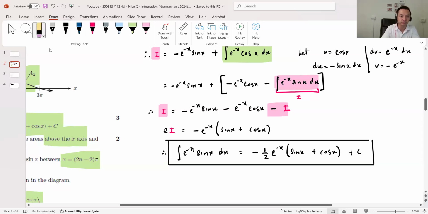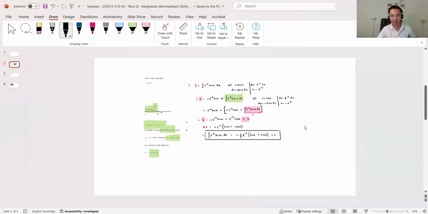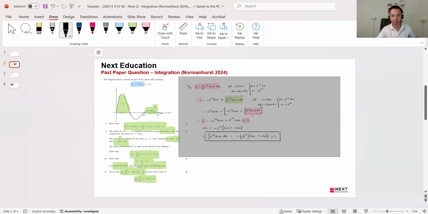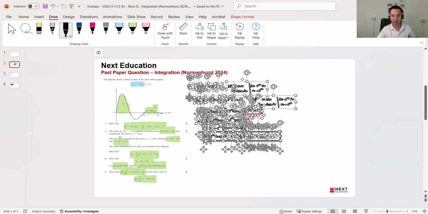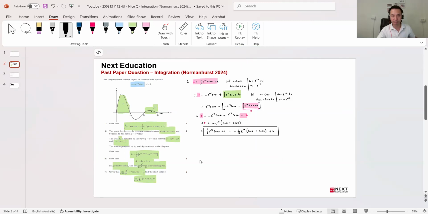Okay. Guys, that's 3 marks, right? So this is the last question in the trial paper for Normanhurst, but it's not that bad. At least the 3 marks to start with, it's not that bad. So move that up. Get some space. Okay, what's part B all about?